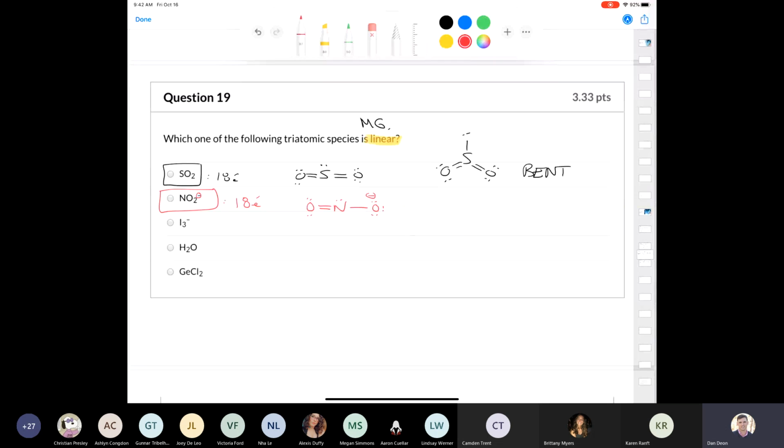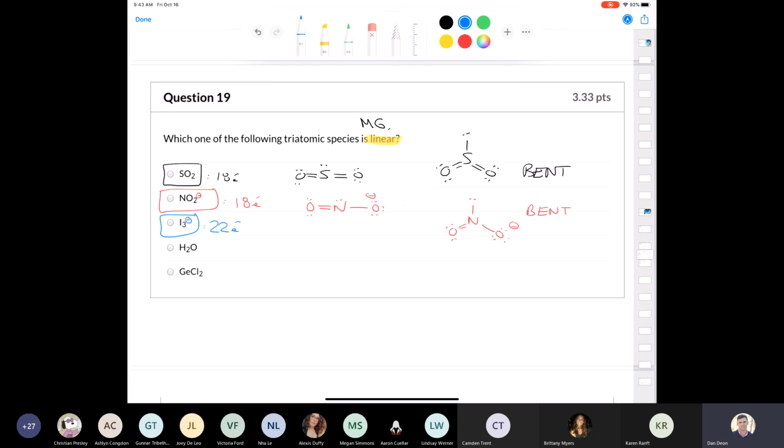Now let's analyze the regions of electron density. We have 3 regions of electron density. So we'll put the lone pair up here. We'll put this single bond over here. We'll put this double bond here. And again, I have a bent geometry like that. Let's take a look at I3 with a -1 charge. Iodine, group 7A. So we have 3 times 7, that gives us 21, and then we add 1 for the negative charge, that gives us a total of 22 valence electrons.